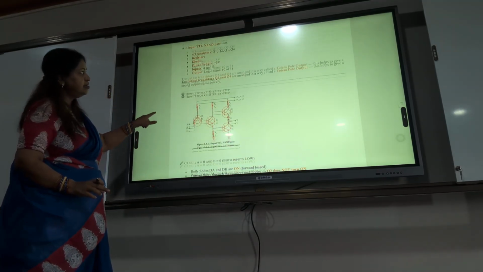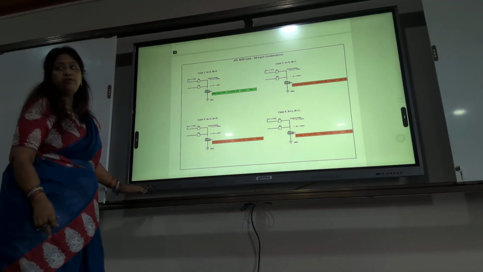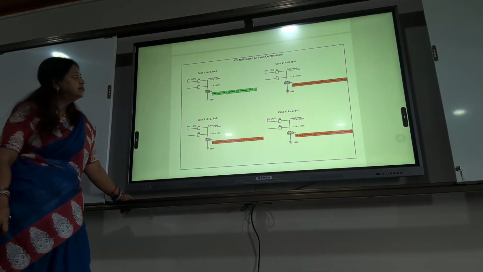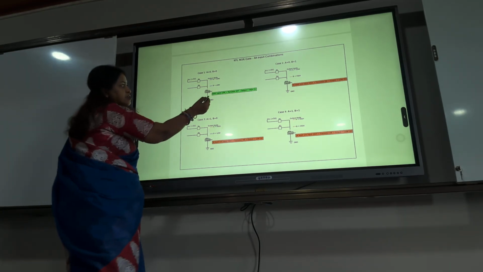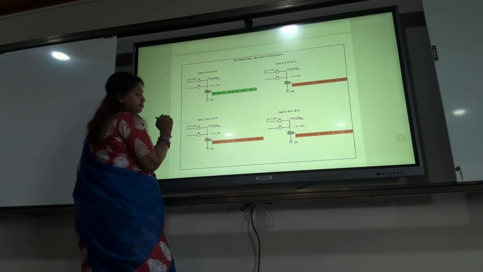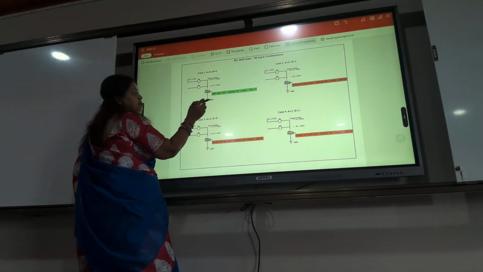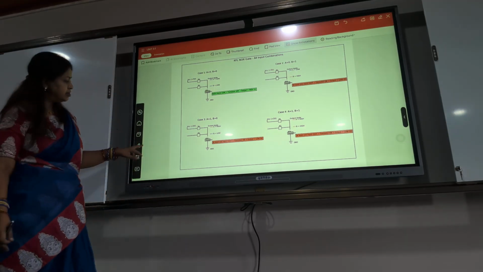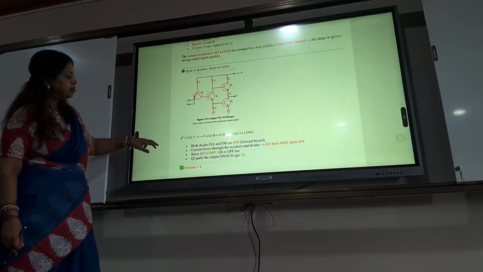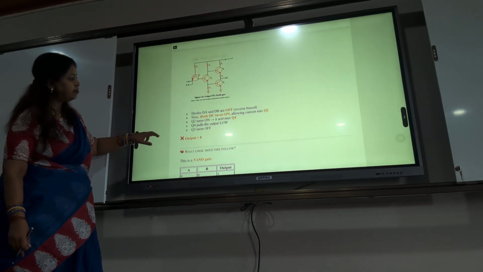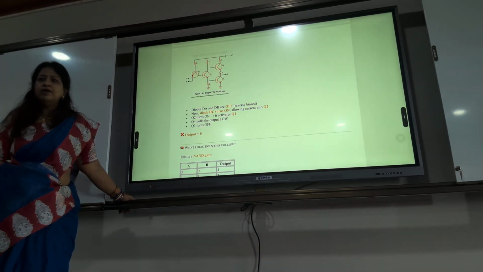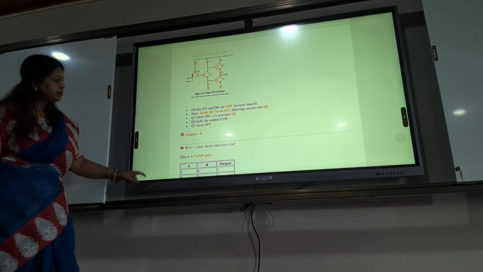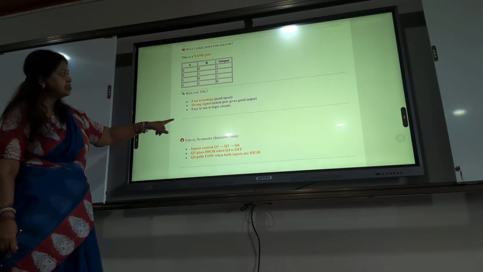So here you can see these 4 conditions. Here both the inputs are low, the output is 1. If any input is 0, the output is going to be 1. So these 4 conditions you have to write and explain which transistor will be on for each condition and say what will be the output. So NAND gate. This is what is happening.